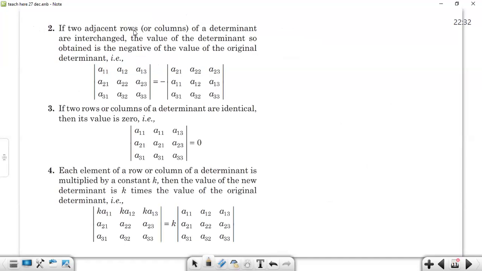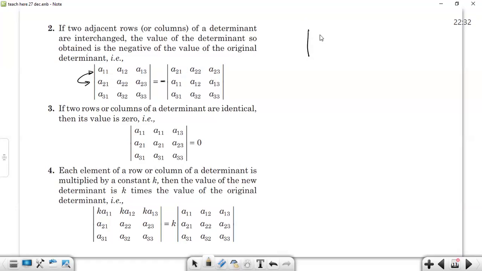Next property says if two adjacent rows, adjacent means the nearby ones, or columns of a determinant are interchanged, then the value of the determinant so obtained is of the opposite sign of the value of the original determinant. Let's say they have interchanged the first row and the second row. So there will be a negative sign here. The sign of the determinant will change, and there will be no other effect on the determinant.